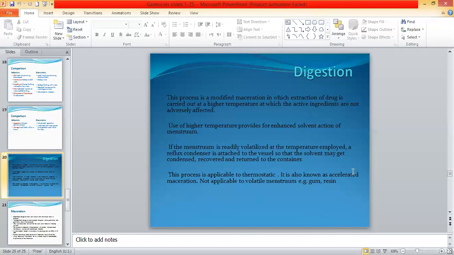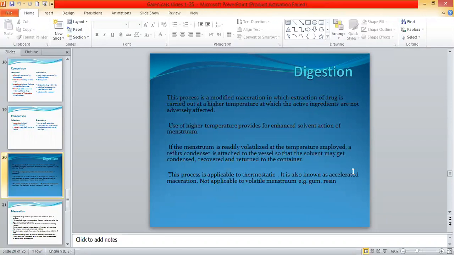the amount of the menstruum, if it is getting wasted, then it will be a loss, obviously, because the menstruums or the solvents are very expensive. So if the menstruum has a low boiling point and gets volatilized very easily, a reflux condenser should be used to prevent the loss or recover the menstruum.